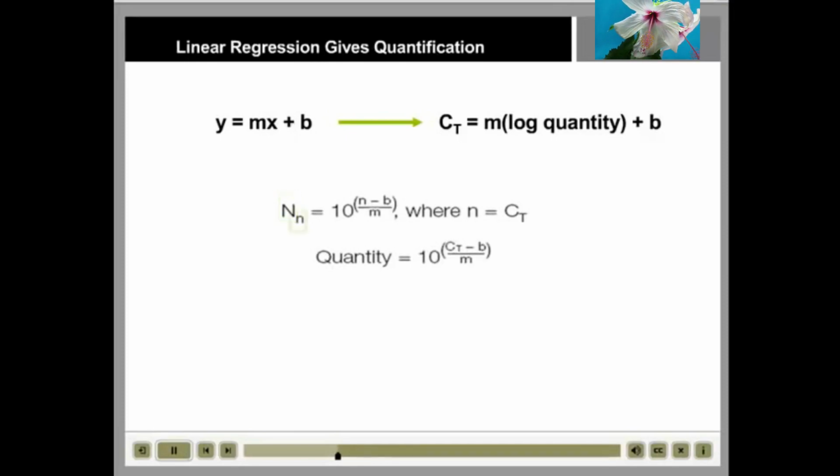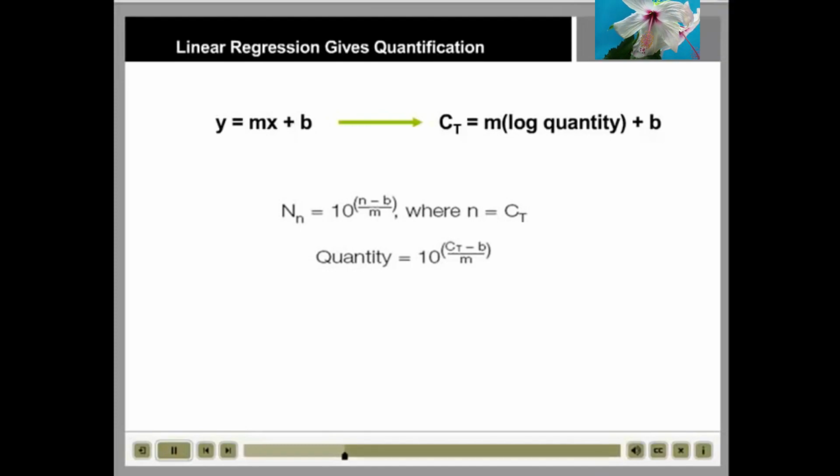unknown sample, little n. The quantity of copies in sample little n is equal to 10 raised to the power of the quantity little n minus b over m. Little n in this equation is the CT value for the sample little n. Note that the units drop out of the equation.